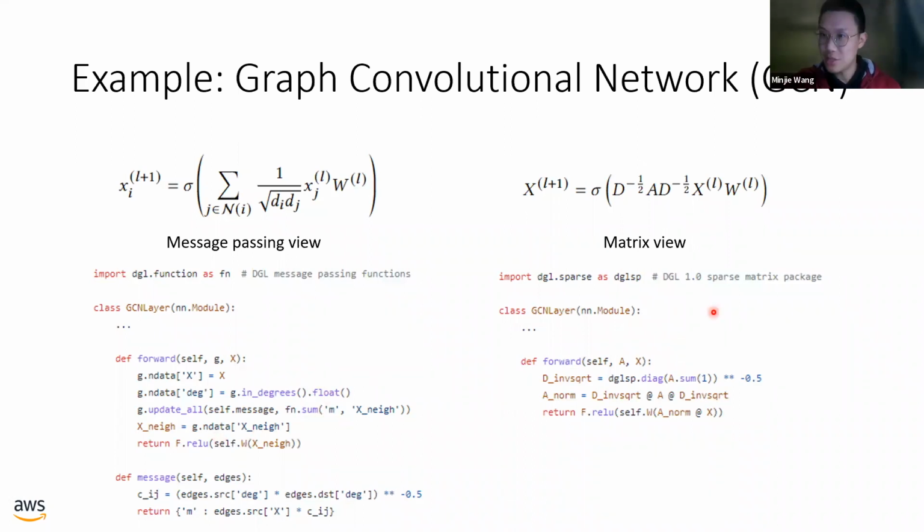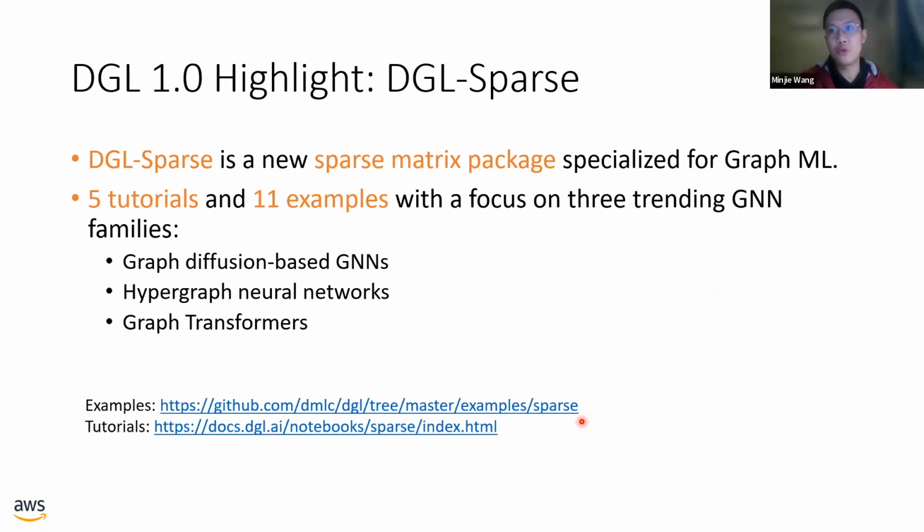On the right-hand side, this is actually a teaser of the new DGL Sparse package. You can see the input is adjacency matrix A and X, and it first computes the diagonal matrix's inverse square root, does a bunch of matrix multiplication, and then computes the output. And you can see sometimes the graph neural network expressed in the matrix view is much simpler than the message passing view. And this actually motivates us to develop this package and release it in DGL 1.0.